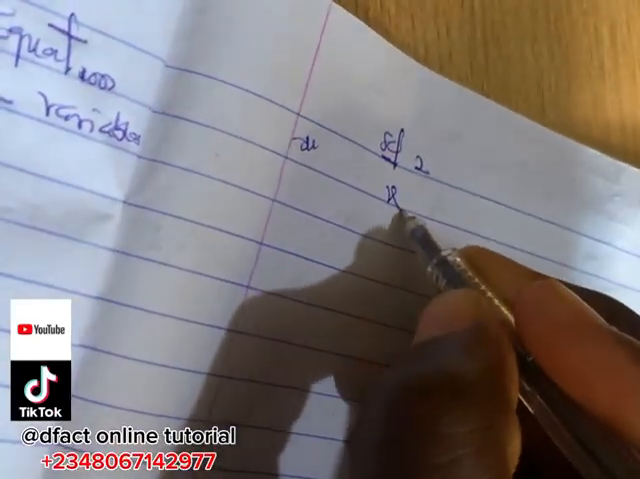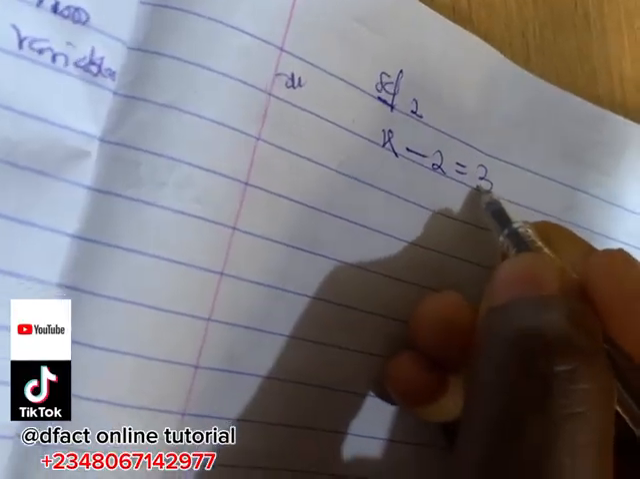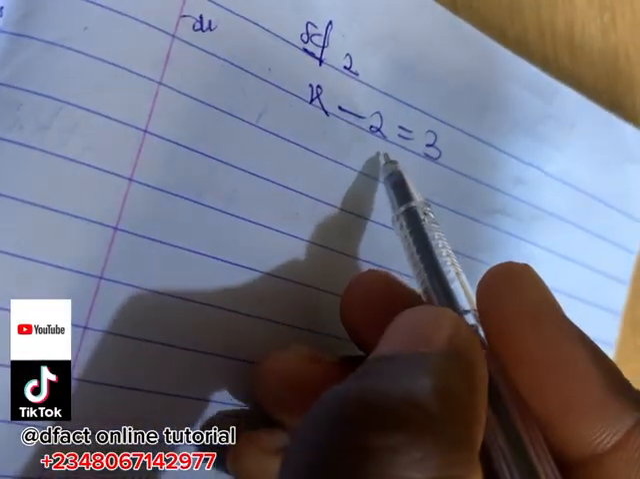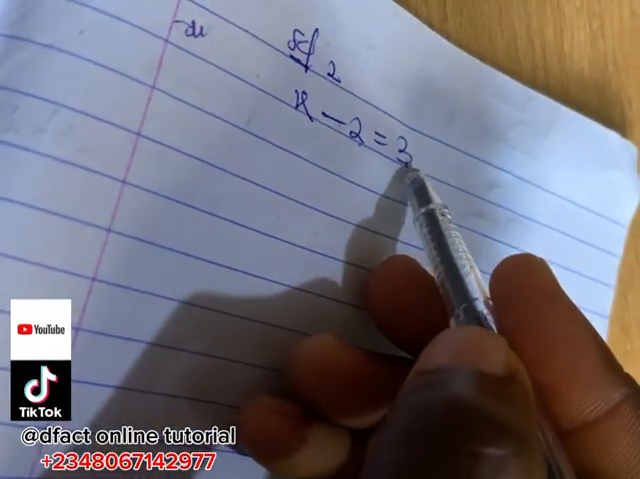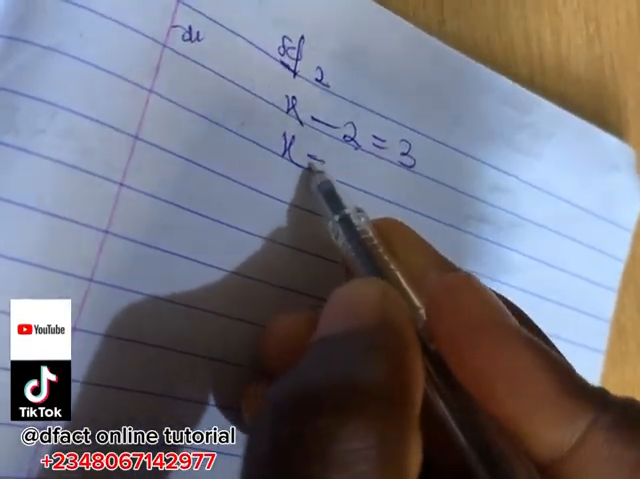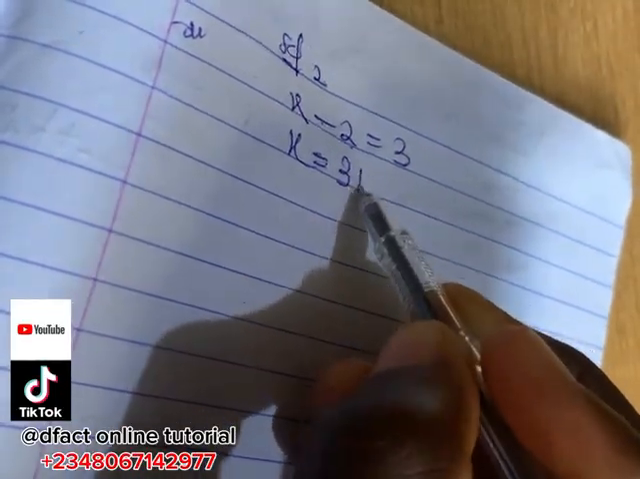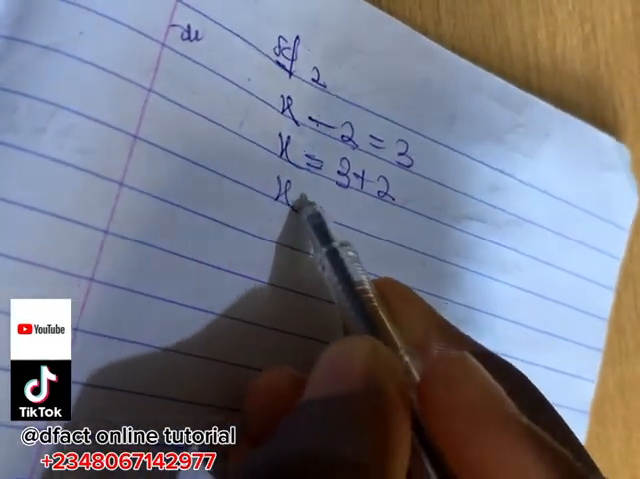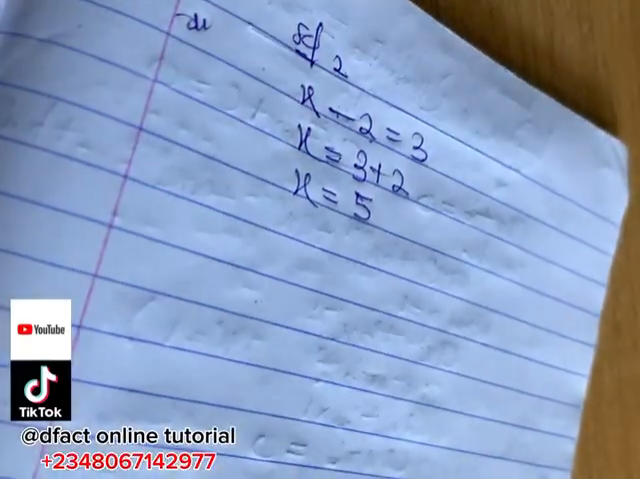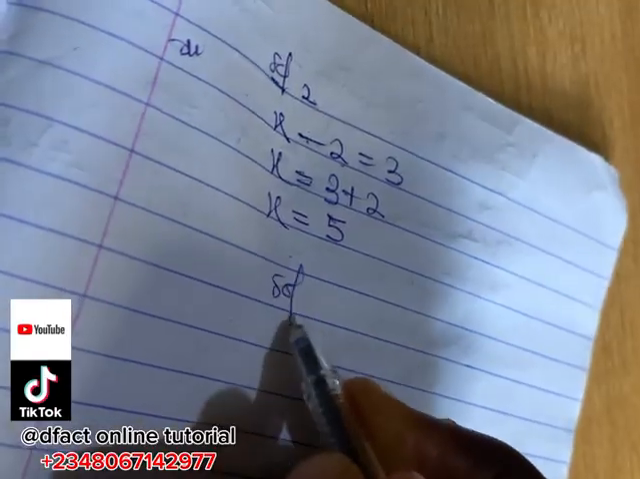The second example here, solution 2. We have x minus 2 equals to 3. Like I said, collect like terms. This one is an ordinary number, right? This one is also an ordinary number. By the time you collect like terms, that means minus will change to plus when it passes through the equals sign, like this. So we have 3 plus 2. So that means our value of x is 5.